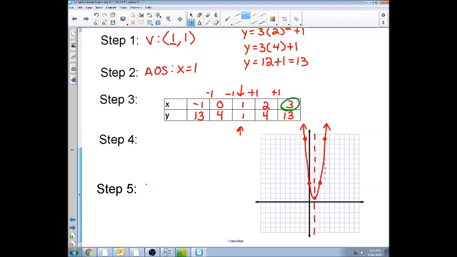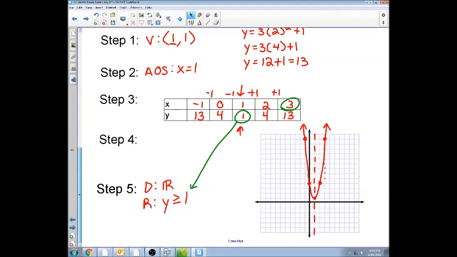Finally, I need to go ahead and find my domain. In this case, my domain is always all real, but yes, you need to write that every single time. And then my range. Since, again, it is opening up, my y is going to be greater than or equal to the y value for my vertex. So I'm going to take the y value for my vertex, plug it in here. That would be 1. And that is the end of our problems for graphing quadratics in vertex form.